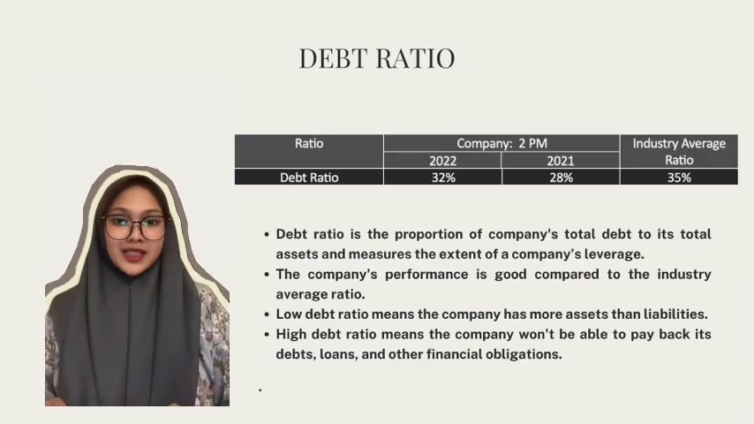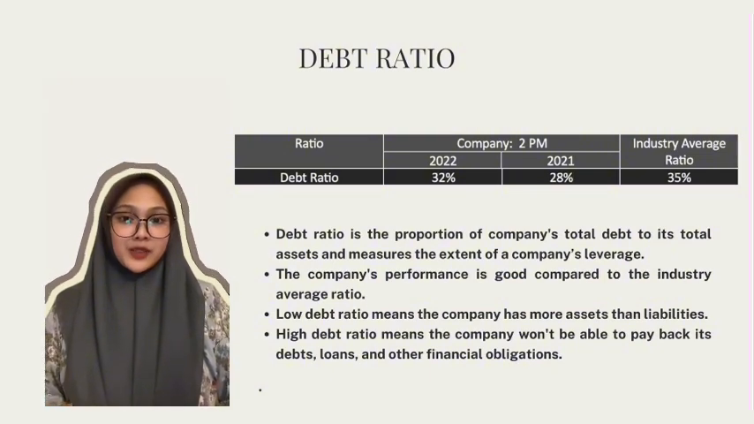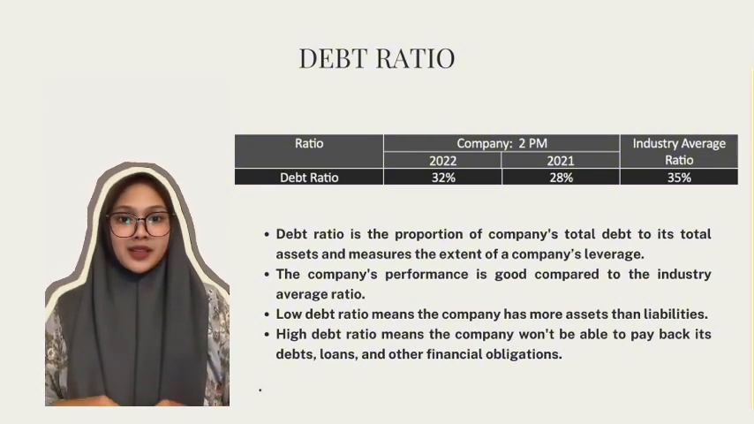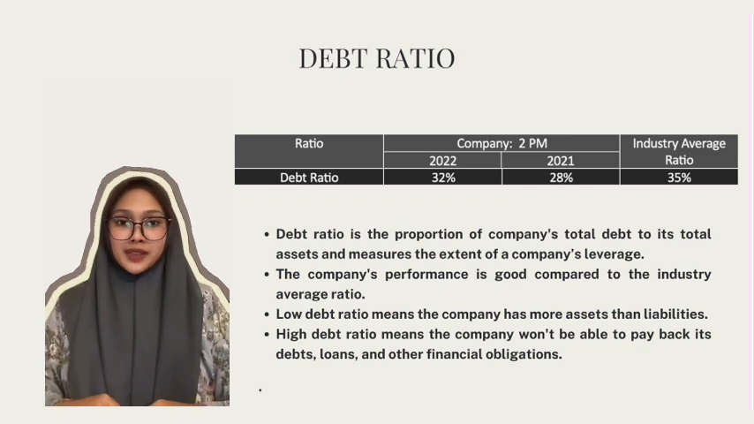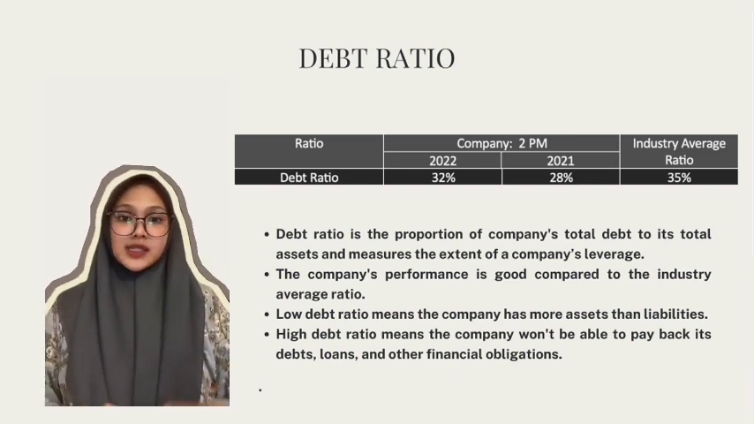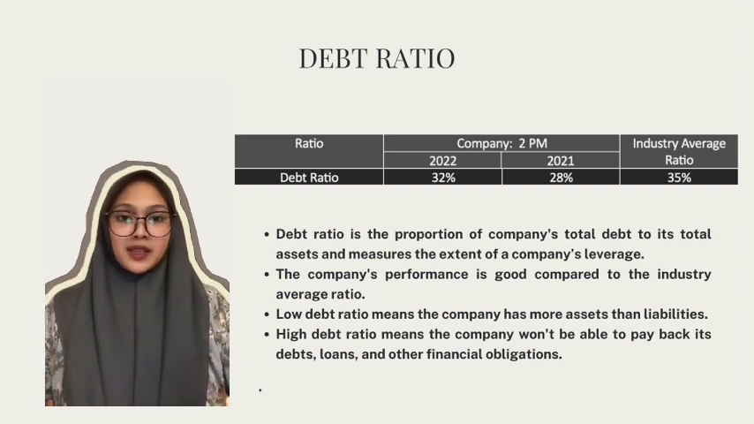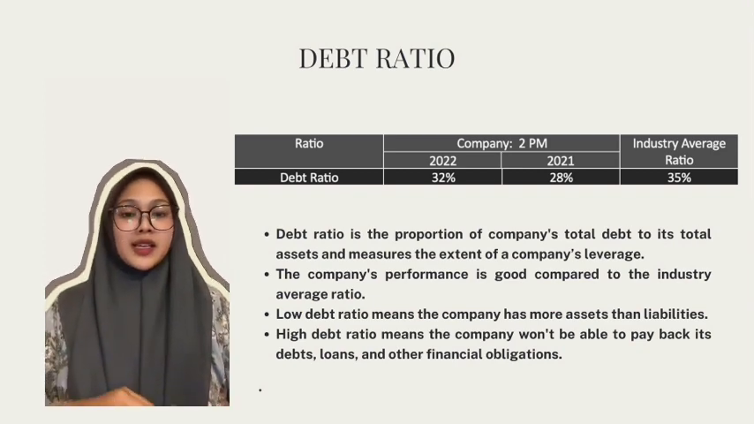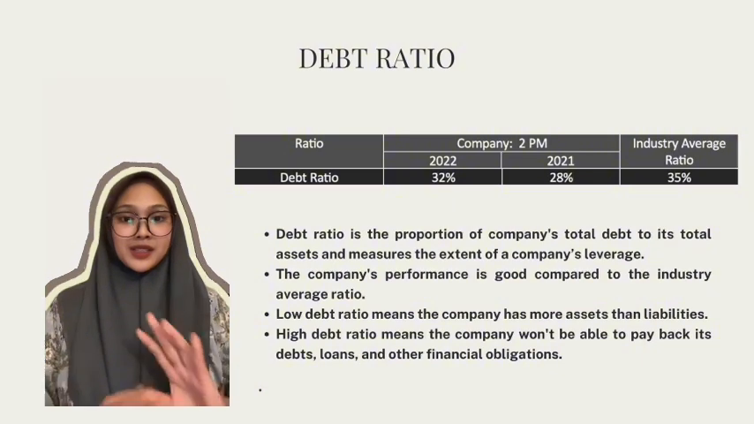As illustrated in the balance sheet provided, in 2021, the company debt ratio is 28%, which is lower than the industry average ratio, which is 35%. This means the performance of the company is good compared to the industry.